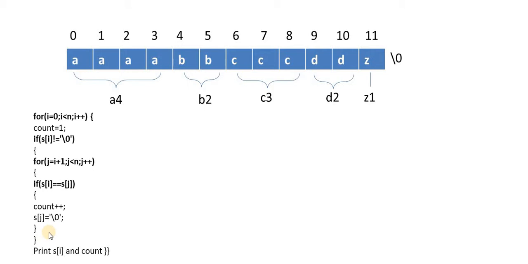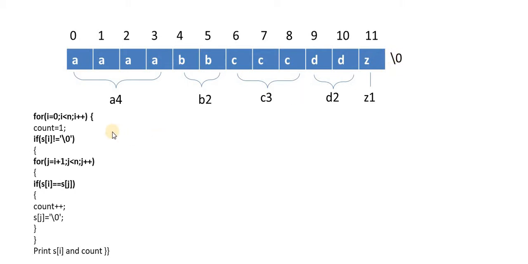We are calculating an alphabet which is already present in the string. So A itself has a default value of 1, and we calculate from 1 onwards. That's why we declared count is equal to 1. After that, if s of i is not equal to 0, the loop automatically ends at the moment the string closes at the null value. This is the null value after the Z.